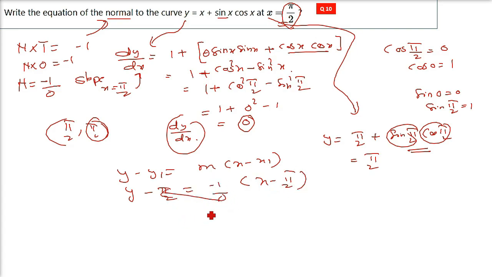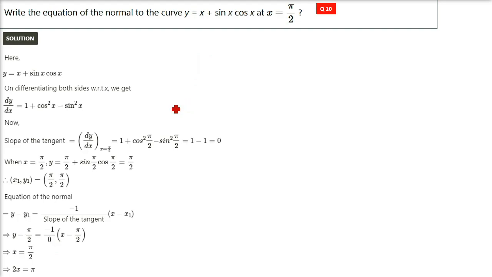Now normally we don't put it like that. It is infinite. But just for the sake of completion of this question, 0 multiplied by x minus pi by 2 is going to be equal to 0. So x is equal to pi by 2. You can write it as 2x equals pi, or you can keep it as x equals pi by 2. That is the equation of the normal. Now this is the reference solution for you. Whatever I have told you verbally, you have to write it.